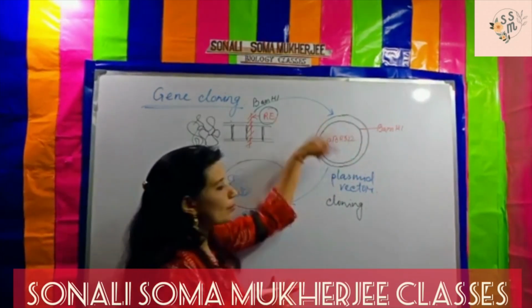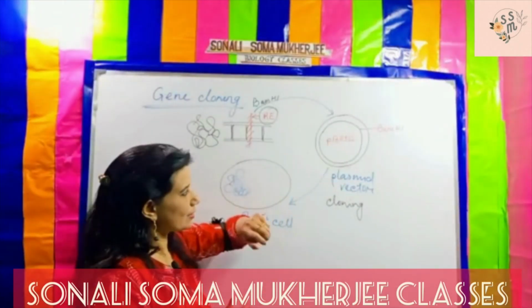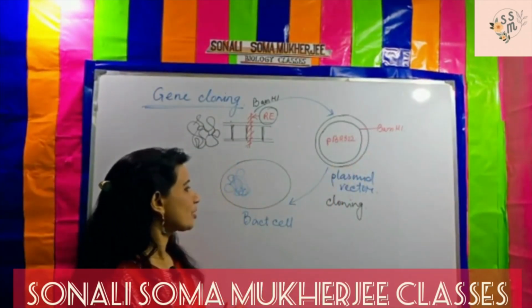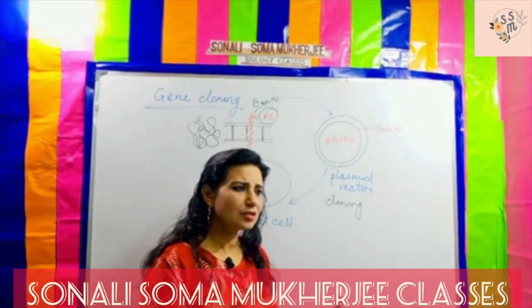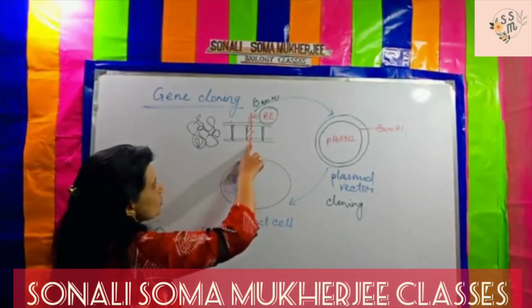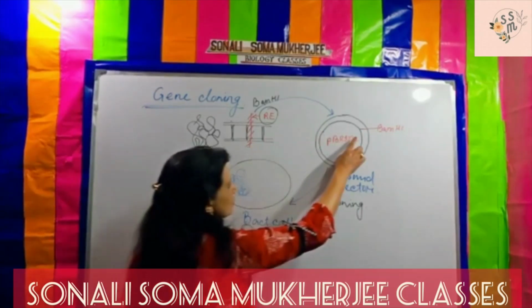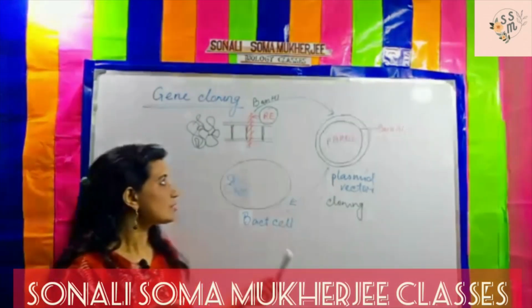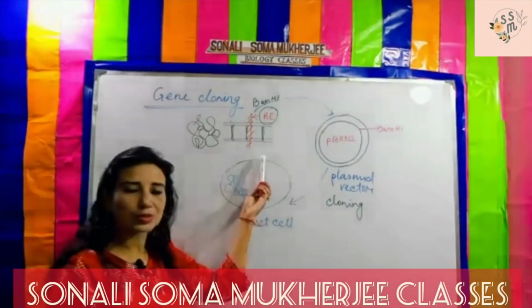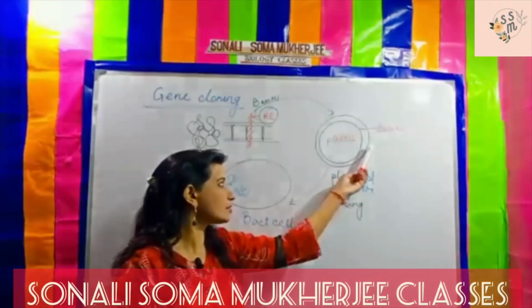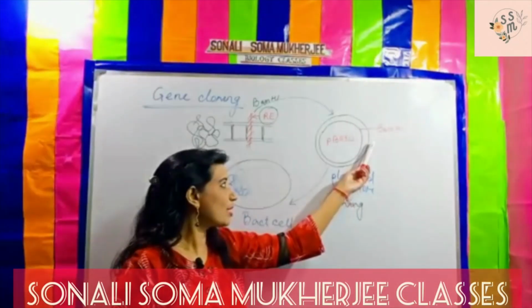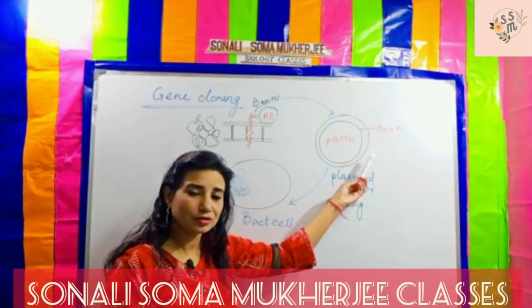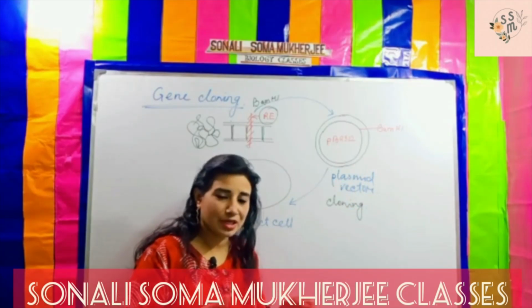If there is incompatibility, problems will arise. Now, as BamHI is opening this plasmid vector, the foreign gene is going to be inserted into the plasmid vector. This is a very important sentence: the foreign gene that is isolated is going to be inserted at the site where BamHI cleaves the plasmid vector. Due to this, it breaks.